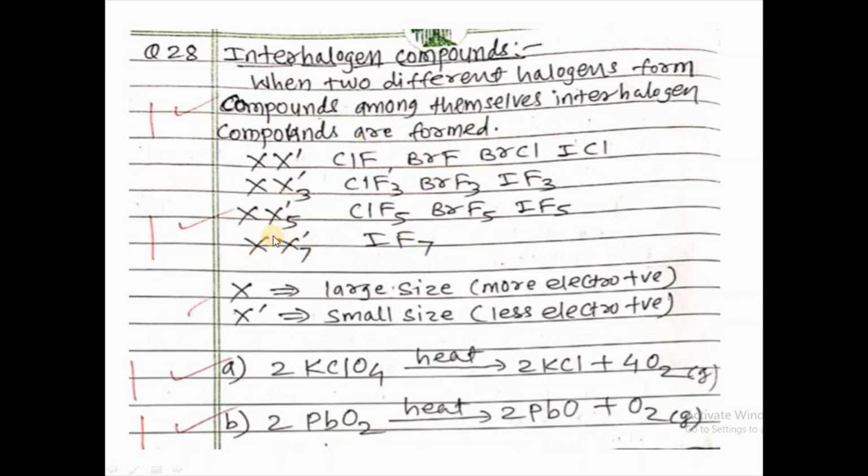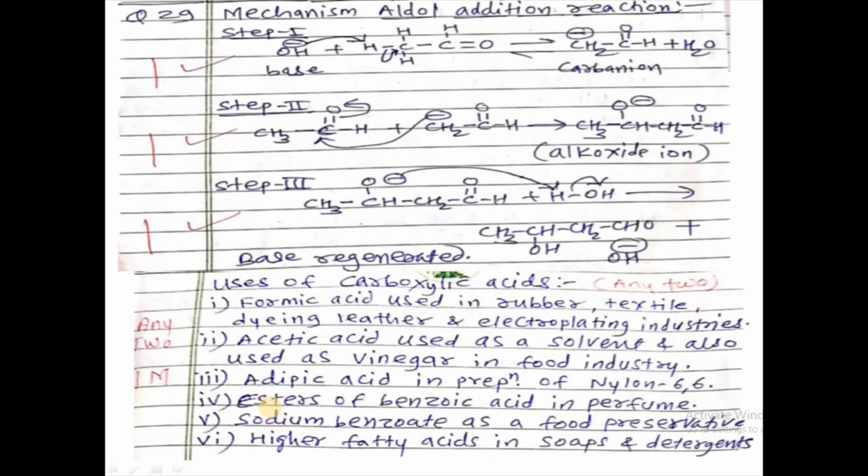You can write some examples: definition 1 mark, and examples carry 1 mark. At least 2 examples we have to write. And remember, X having the larger size is more electropositive. That means in case of IF7, I is more electropositive and larger, F is smaller. And like this, 2 reactions are given for the preparation of oxygen. KClO4 on heating gives 2 KCl plus 4 O2, a balanced chemical equation. PbO2 converts into PbO plus O2. It is a balanced chemical equation, 1 mark for each.